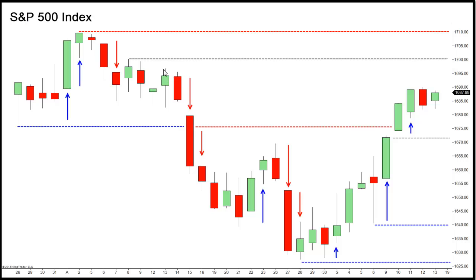There are two minor resistance levels for the market to auction through as it trades back into the upper trade cluster. 1696 and 1700 were the two minor highs that the S&P was unable to find buying interest above when price pulled back from its multi-year high in early August.